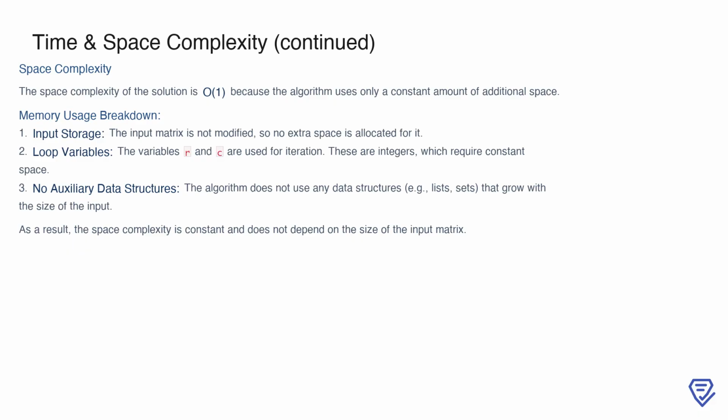Looking more closely, the algorithm does not create any new data structures such as lists or sets that would require additional space. The input matrix itself is not modified, so no extra memory is allocated for it. The only additional variables used are the loop variables, like r and c, which are simple integers and take up a constant amount of space. Because there's no memory usage that grows with the size of the input, the space complexity remains constant, making it highly efficient in terms of memory usage.